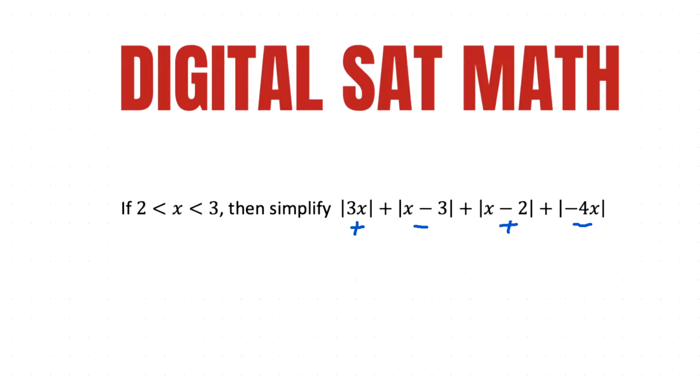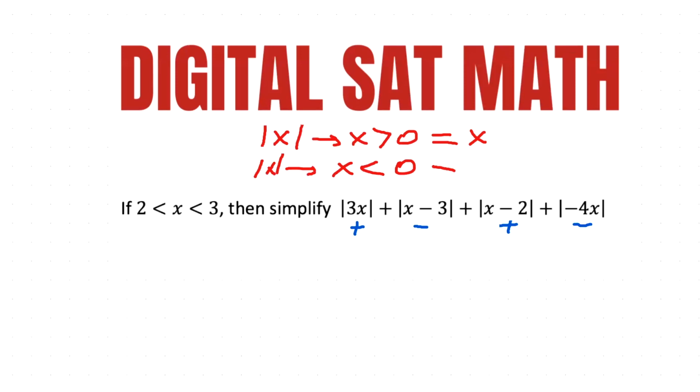Let me show you the rule, absolute value of x. If x is greater than 0, this is equal to x. But for the absolute value of x, if x is less than 0, inside is negative, then x comes out of the absolute value by taking a negative sign in front of it. So here, positive 3x, we'll just take it out as 3x.